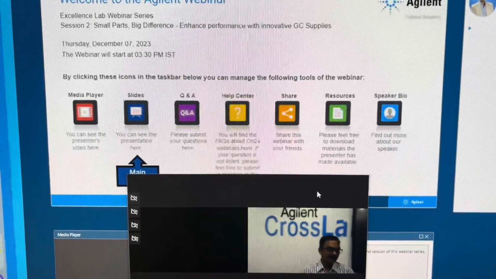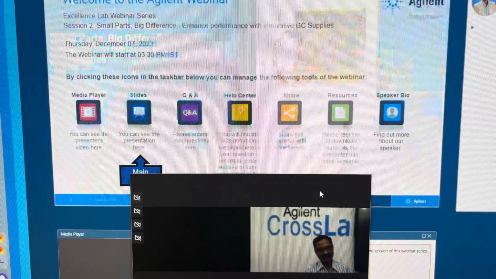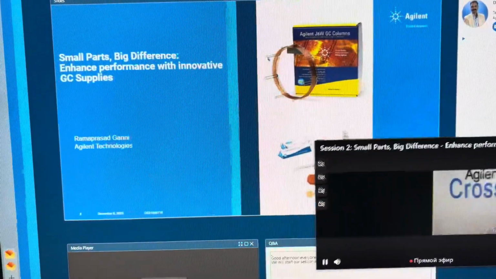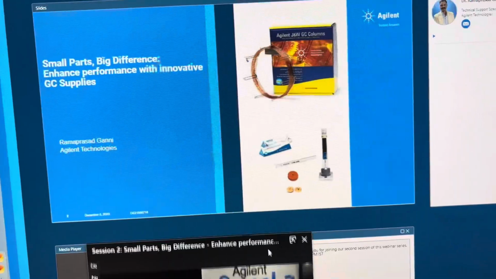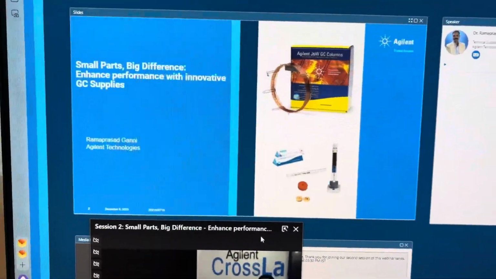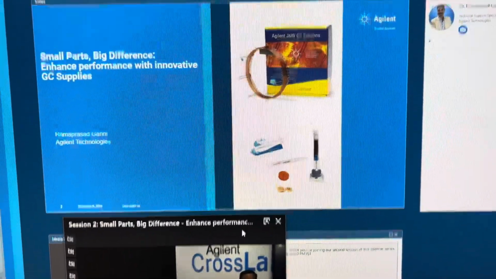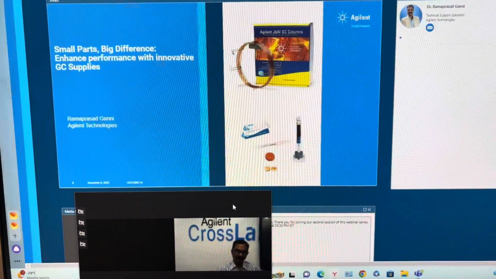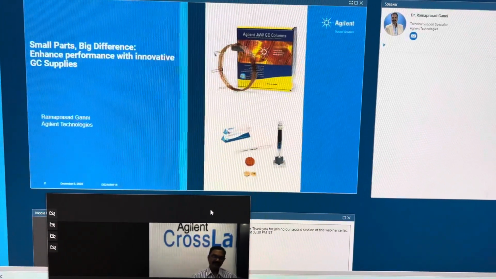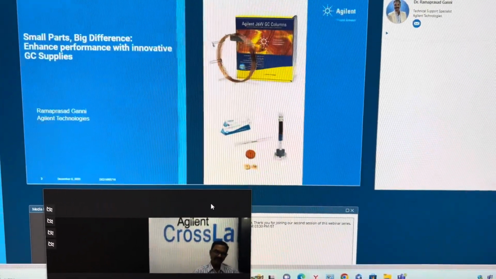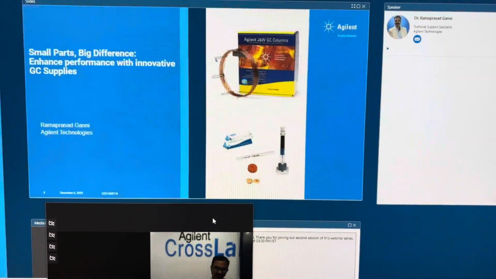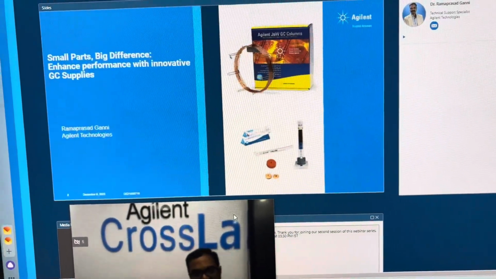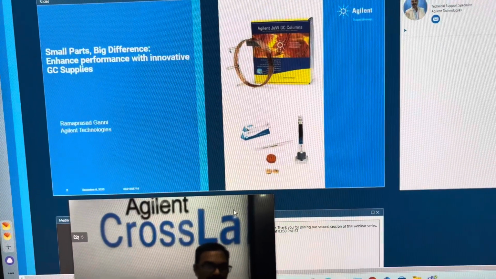Welcome to the Small Parts Big Difference seminar series. Today we are going to discuss enhancing our performance through how we choose GC supplies, how these GC supplies impact our analysis, and the importance of selecting the right GC supplies for getting a good result. So let us see all the parts in today's session.